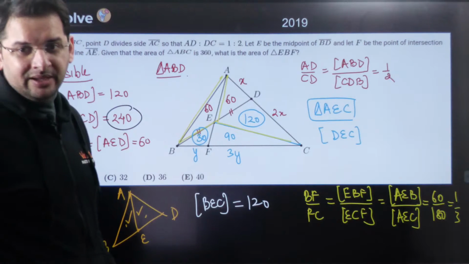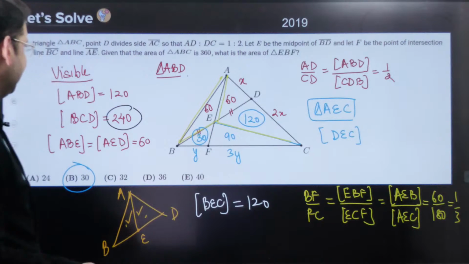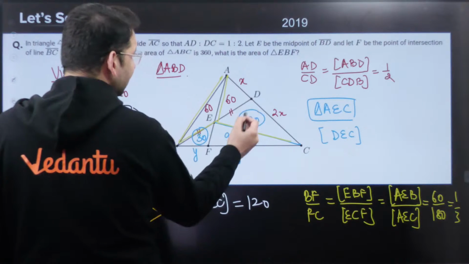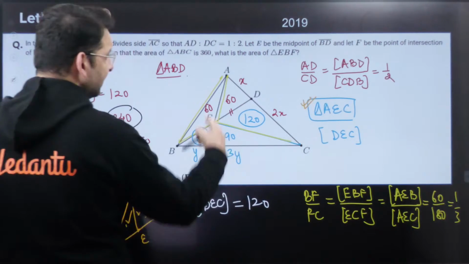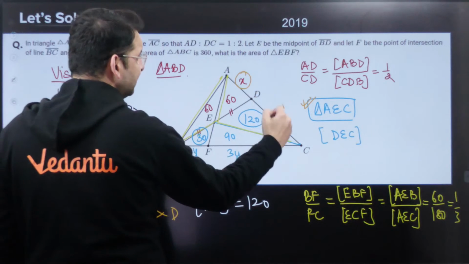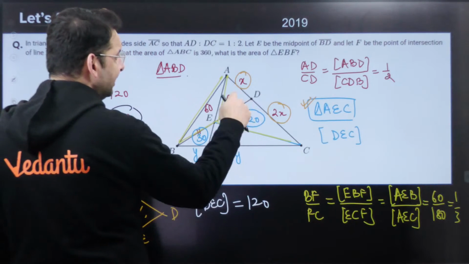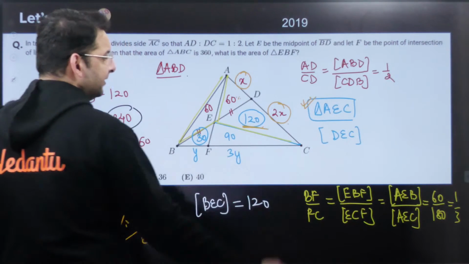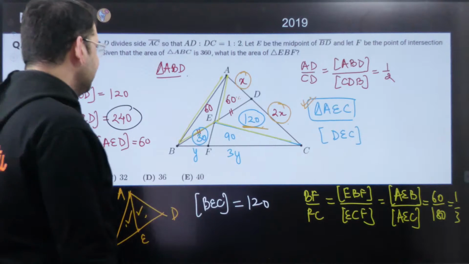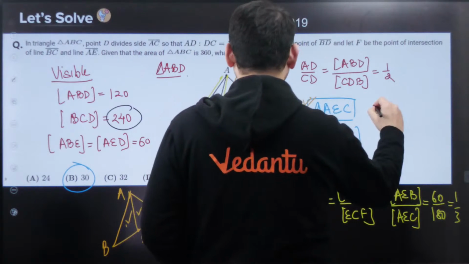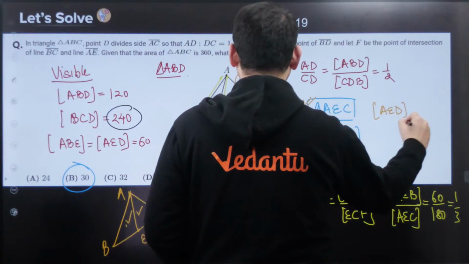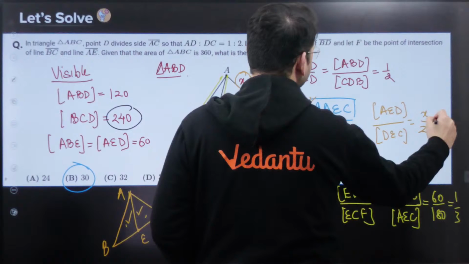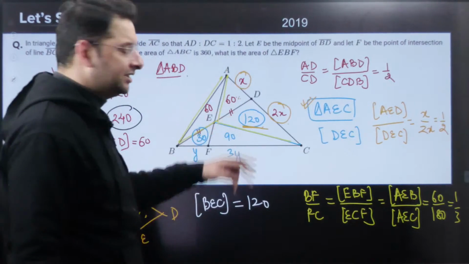Area of EDC again. EDC. Okay, so the area of EDC will come from here. If you consider AEC, this is x, this is 2x. So this area upon this area is going to be 1:2. So this is 60, so this is going to be 120. Basically, area of AED upon area of CDE is going to be x upon 2x, and this is 60, so this is going to be 120.